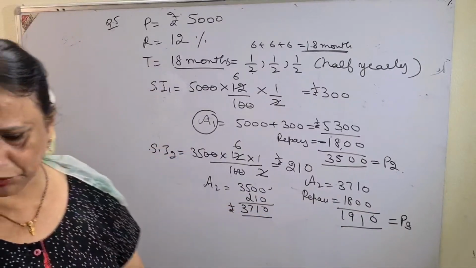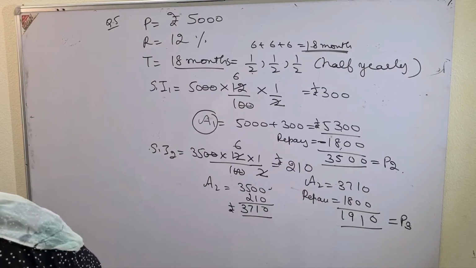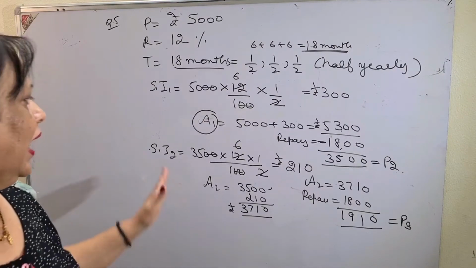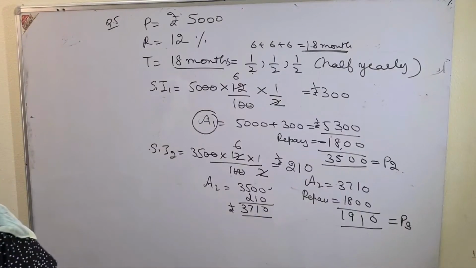Then he has asked you to calculate, find the amount of loan outstanding at the beginning of the third year. Children, end of the second year means beginning of the third year. He asked me to calculate the third payment he has to make at the end of 18 months.